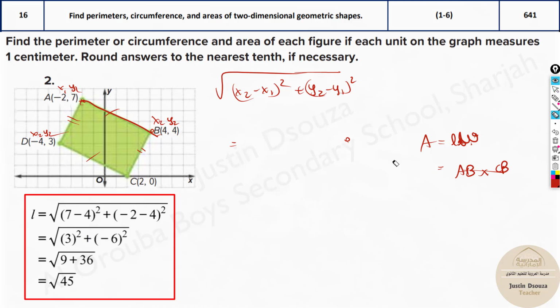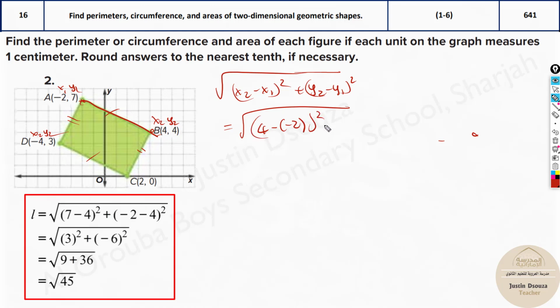Just to reassure it, I will just solve it up. Same a and b, I'll use this formula. It'll be the square root of x2. The x2 I have considered is 4 minus of minus 2, the whole square, plus y2 is 4 minus 7, the whole square. And if you simplify this, minus of minus will be plus. So it'll be 6 squared plus 7 minus 4 is 3, but it's negative 3 the whole square.